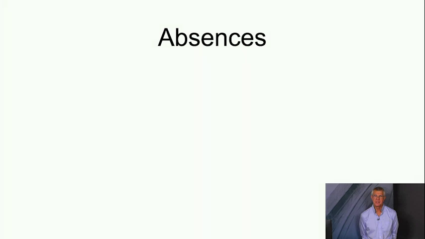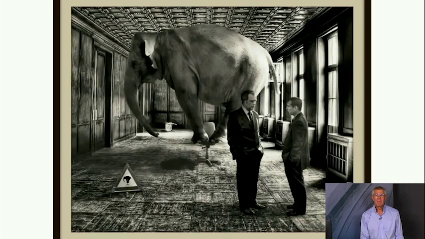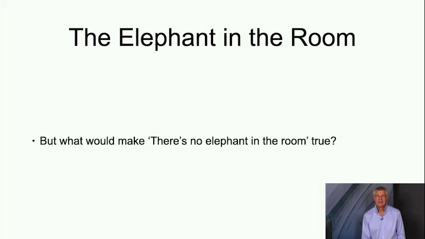Then absences, as depicted on this slide, where there's nothing there. Okay, well, that's a little bit of a joke. It's obvious what would make "there's an elephant in the room" true. But what would make "there's no elephant in the room" true? Now, if I say I am speaking, it's pretty obvious to point out what in the world is making that true. You just point at me in the act of speaking. But what makes it true that there's no elephant in the room? Well, I can look around the room, but I can't point to anything in particular that tells me there is no elephant in the room. I can't point and say, that's what makes it true there's no elephant in the room.